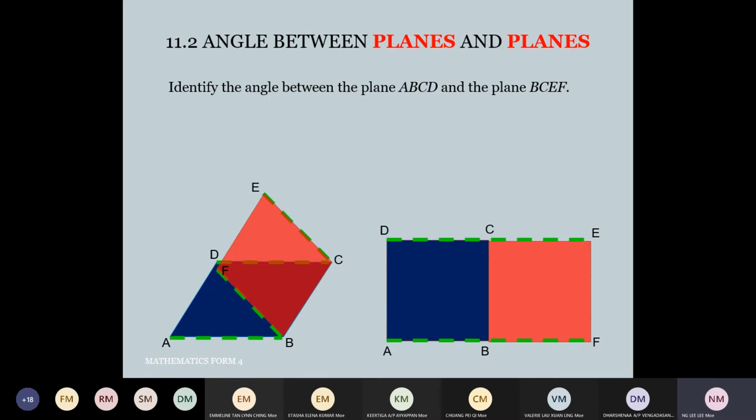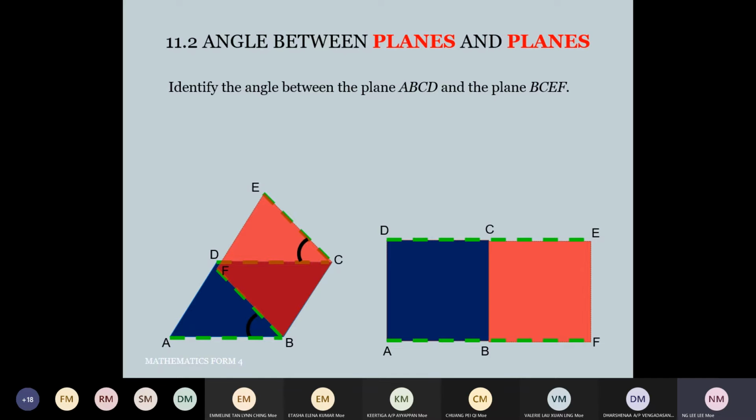So you see the ABF. Now they draw it back to the two folded planes, and the DCE is also the same thing. So you see the angle is here. This is the angle in between the two planes.